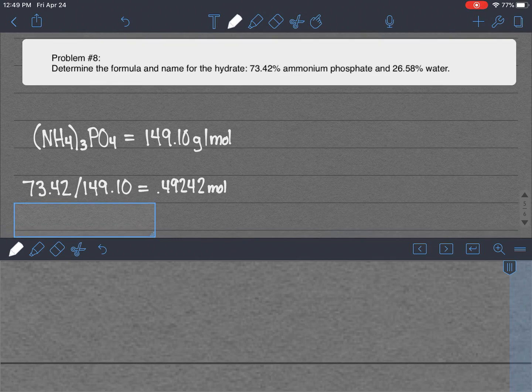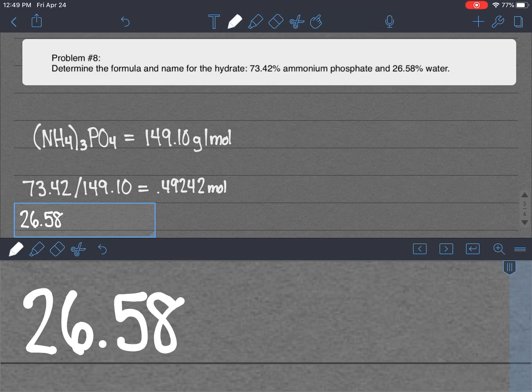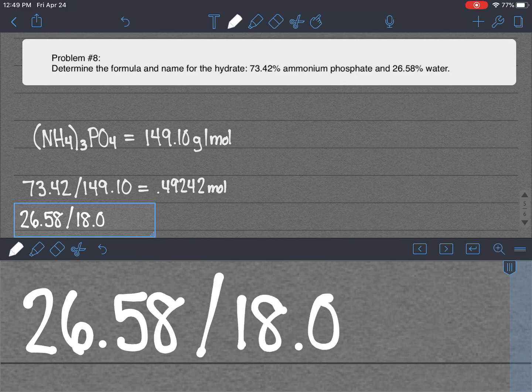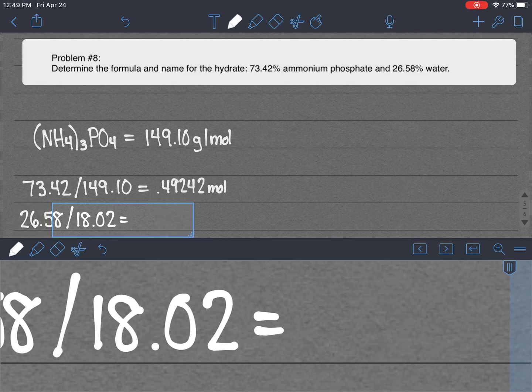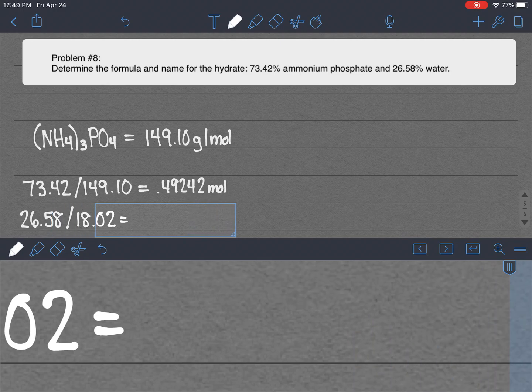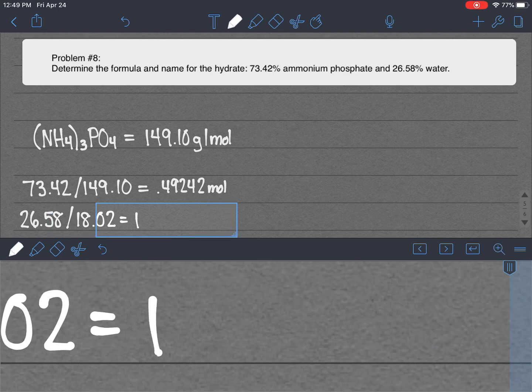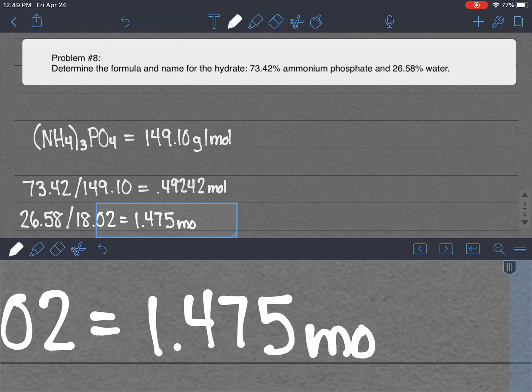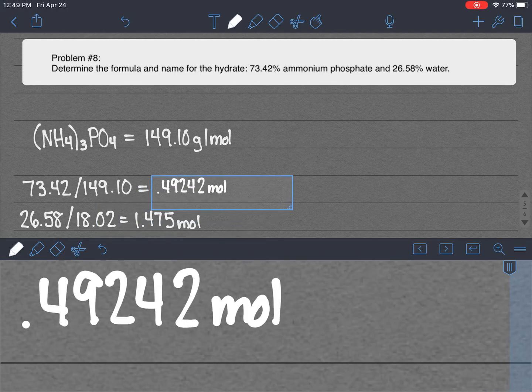The next part here is just dividing out the mass of water, which should be 26.58 grams divided by 18.02. And that should give me my moles of water. And I get 1.4750. So we can already make a prediction about what this will look like at the end. I'm going to go through and divide then the moles of water by the moles of the compound, and that should work out pretty nicely. And I get 2.9954.